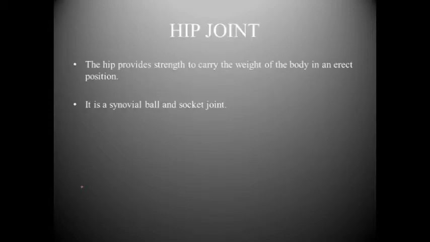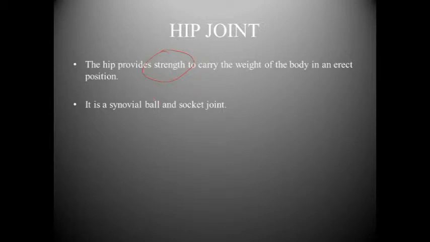So for our final lecture, we're going to be talking about the lower extremity. Looking at the lower extremity, we first begin with the hip joint. This is one of the most important joints of the body, and the hip provides strength to carry the weight of the body in an erect position, but it also allows movement as well. Not only does it have an enormous amount of strength, but it also has the freedom of movement as well. It is a synovial ball and socket joint.